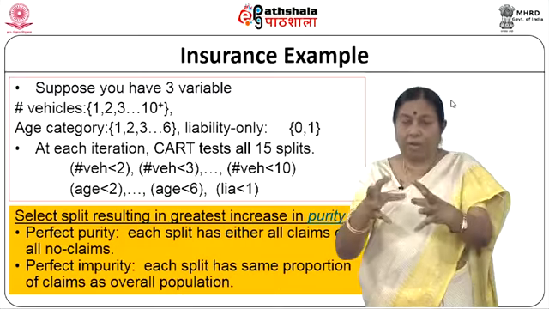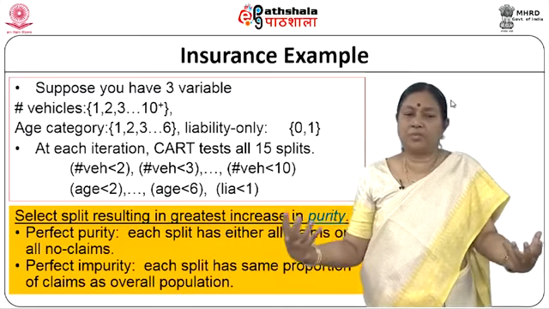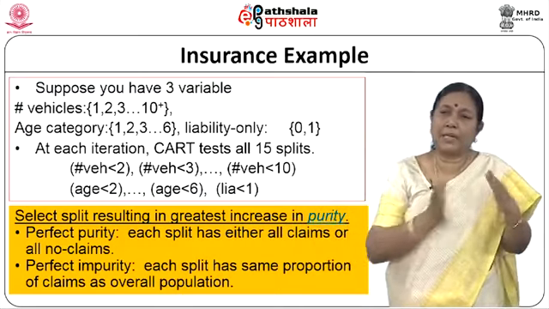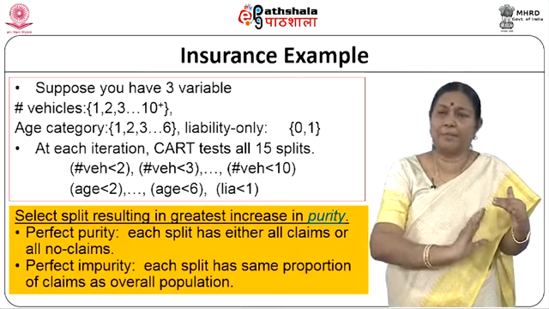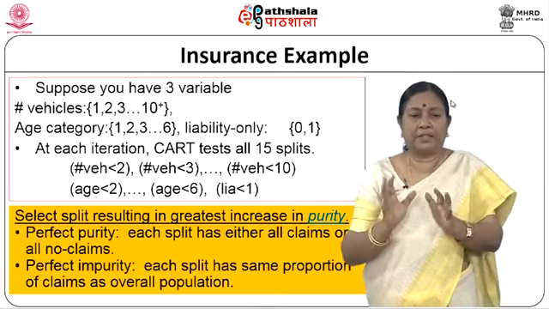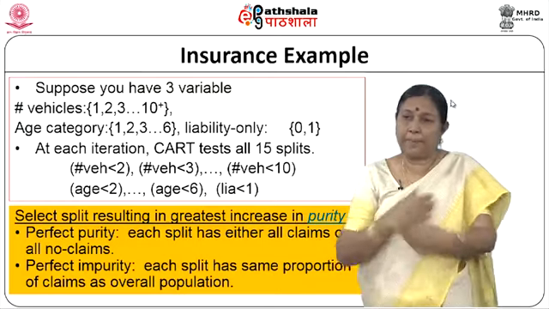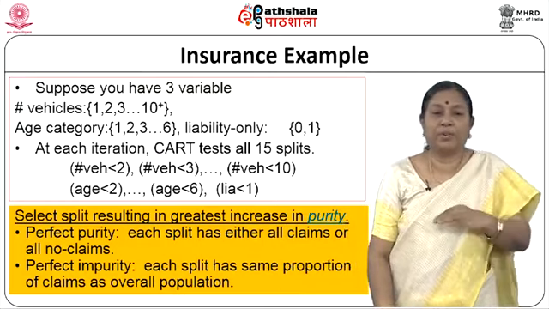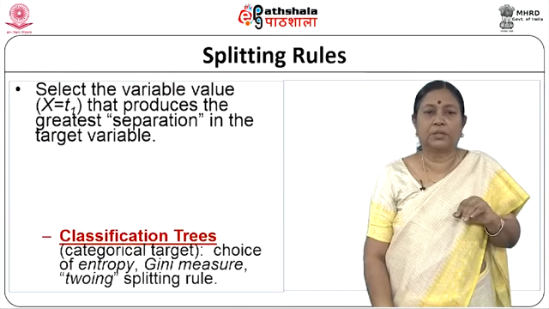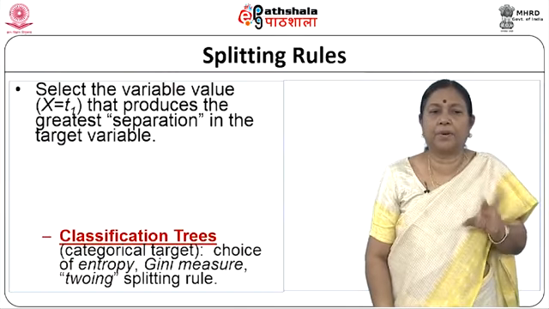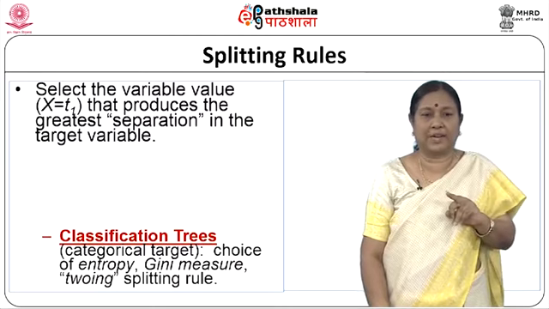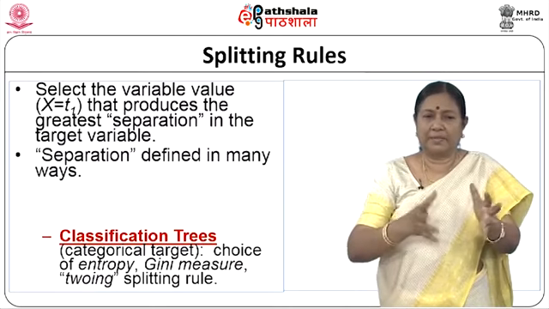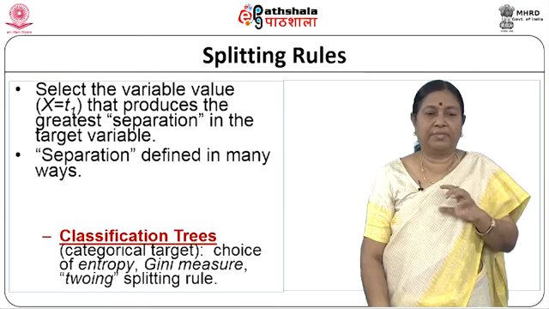So, select the split resulting in the greatest increase in purity. At the node I am splitting it to form two subsets. Perfect purity means each split will have all claims or all no claims. Perfect impurity means each split will have the same proportion of claims and no claims. So, those are the two extremes. You have to go towards perfect purity. So, select the variable value that produces the greatest separation in the target value. That separation can be defined in many ways.